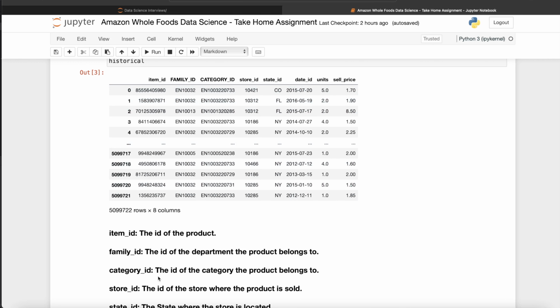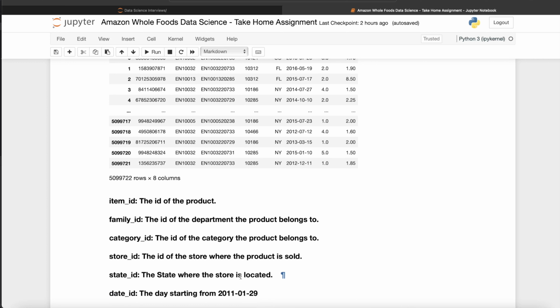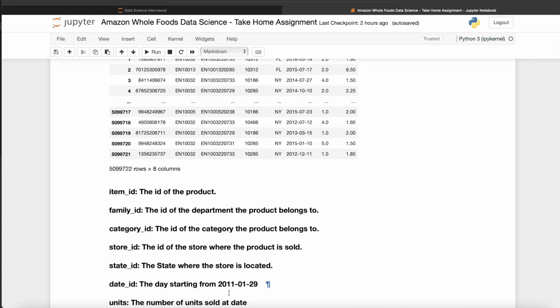Category ID is the ID of the category the product belongs to. In a particular department there can be different categories. For example, in groceries, is it a vegetable, a fruit, spices, whatever, can be different categories. Store ID is the ID of the store where the product is sold, and we remember there were 10 different stores in 3 different states. Then comes state ID, the state where the store is located. Date ID is the date, and it starts from 29th of January 2011.